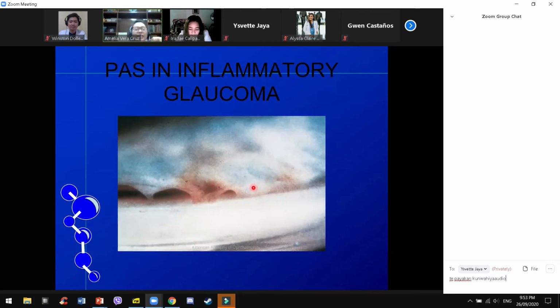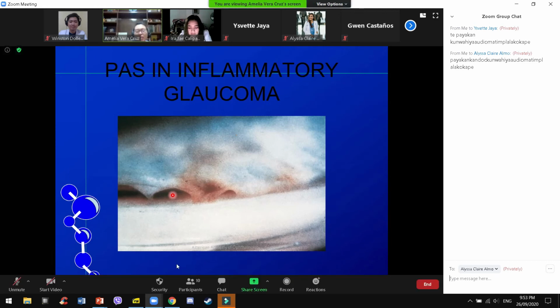Oh, this is your peripheral anterior synechia due to inflammation. Inflammatory membranes yan. Tinakpan na niya ang trabecular meshwork at hinatak na niya. Mababa na rin, halos mag-close na. Okay? Any questions?